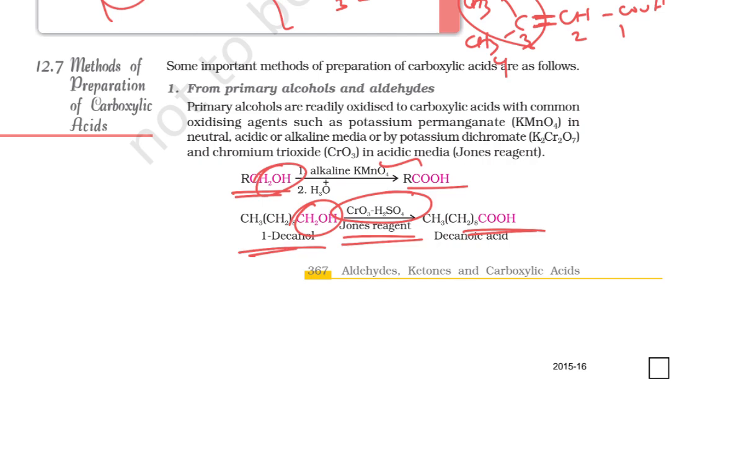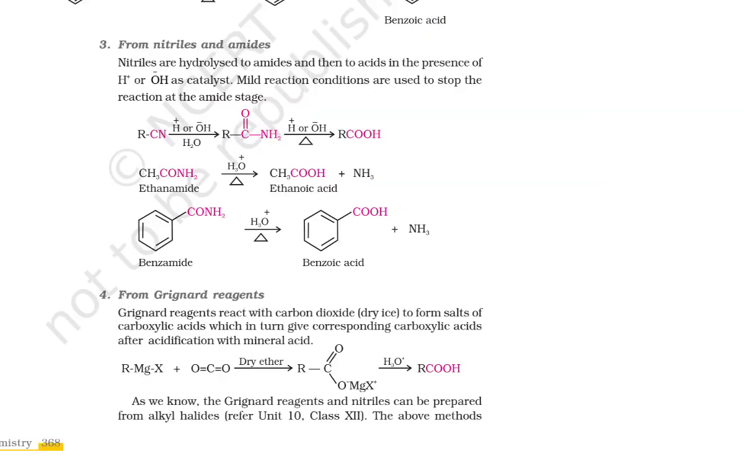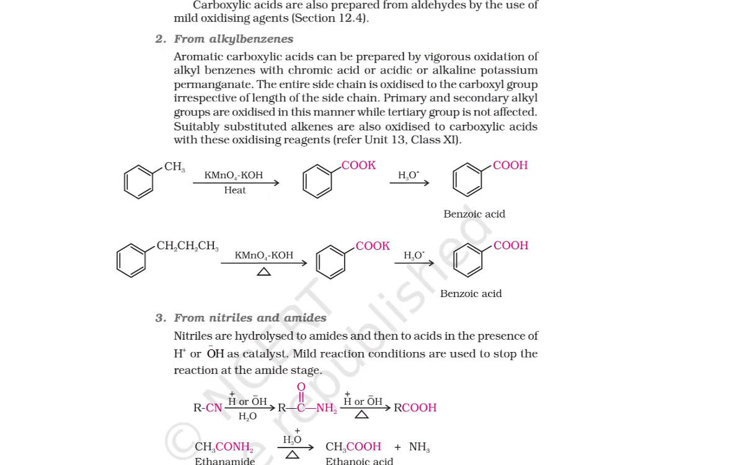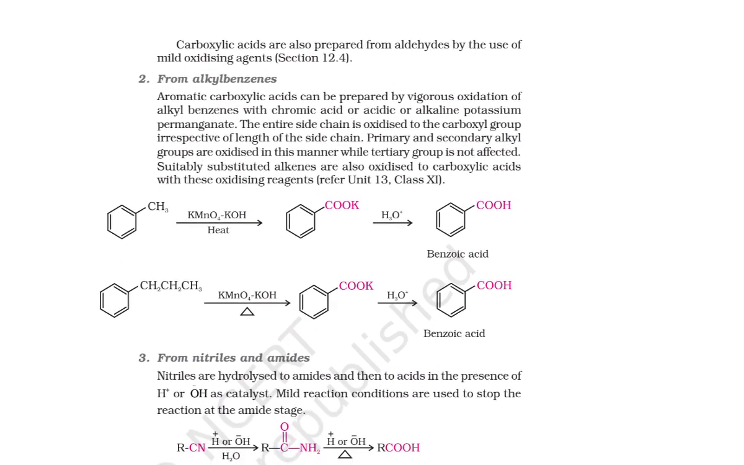Okay, clear, right? Go for the preparation. Preparation of your benzoic acid. The aromatic carboxylic acid can be prepared from vigorous oxidation of alkyl benzene. Alkyl benzene, we can say methyl benzene, ethyl benzene, propyl benzene. These are all what we call alkyl benzene.